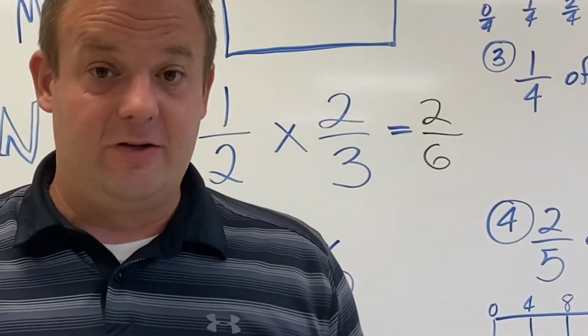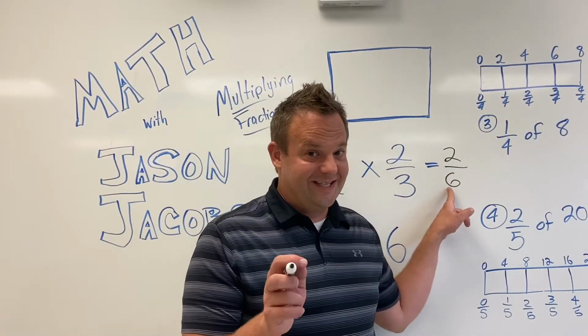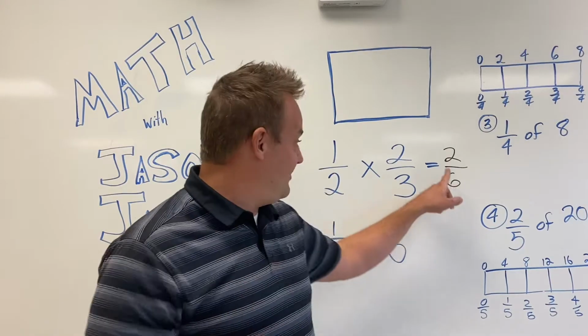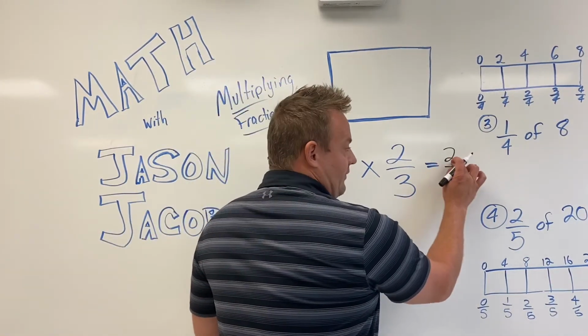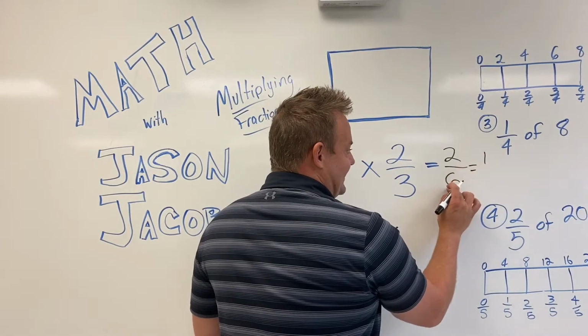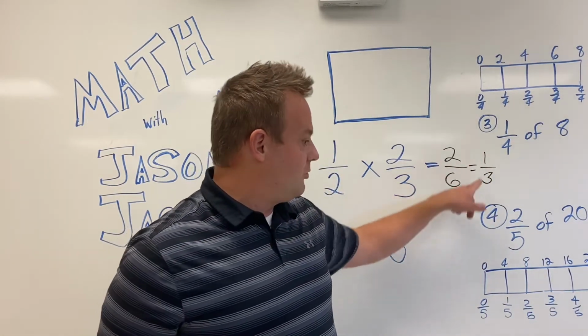Can the product be reduced? Yes, it can. What's the common factor of 2 and 6? All right, 2? Yeah, 2 goes into both of them, right? So 2 divided by 2 is 1, and 6 divided by 2 is 3. So therefore, 2/6 equals 1/3.